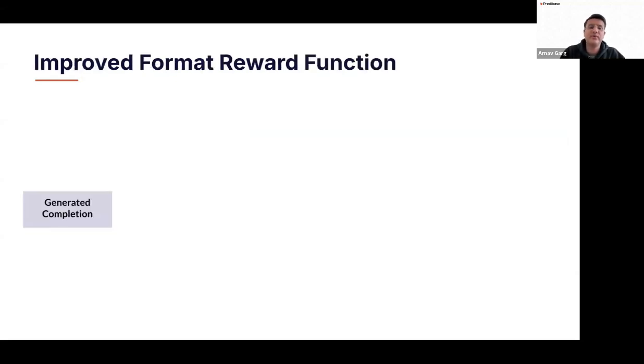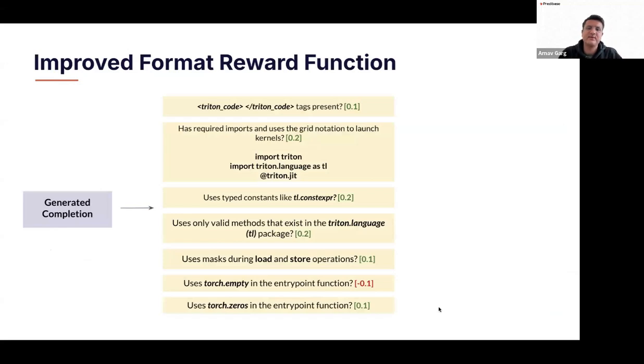The second is improving the format reward function. We're going to do a couple of different things. One, we're going to merge our 2 format reward functions into one. The second is that we're going to expand the list of reward criteria by being even more specific about what is good and what is bad based on our learning so far. The third is that, so let me show you what that looks like.